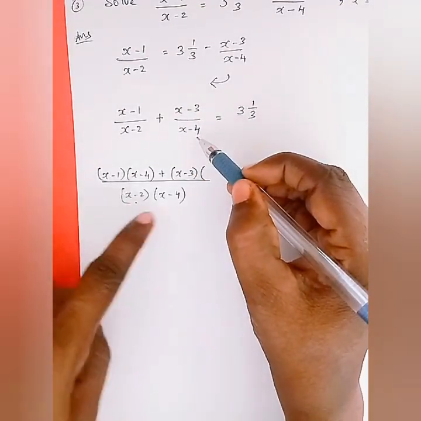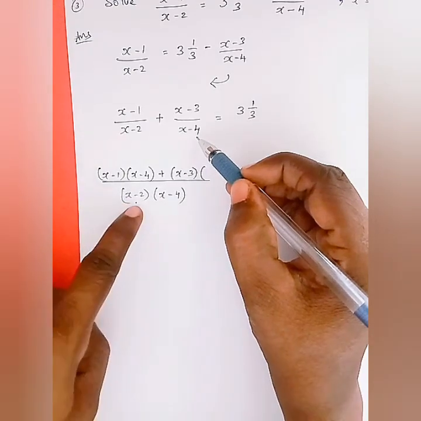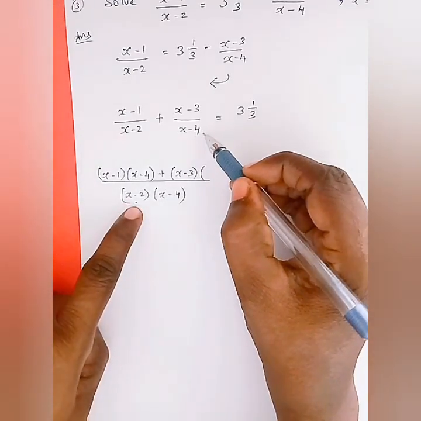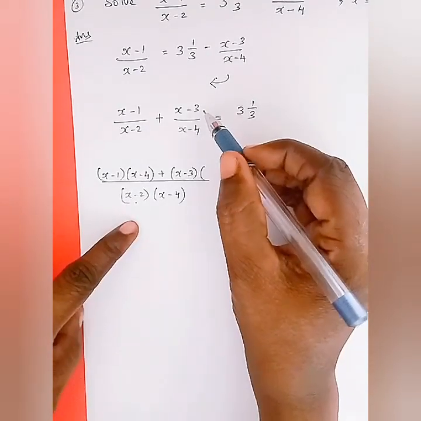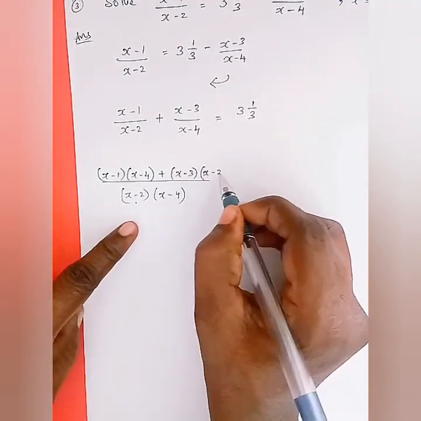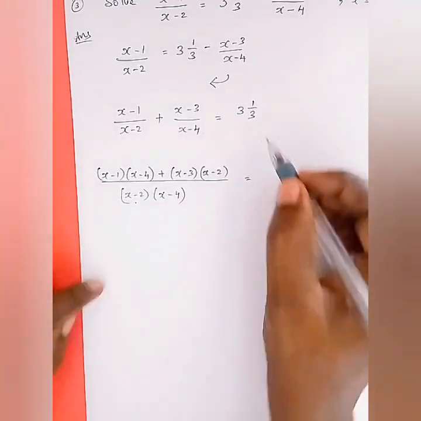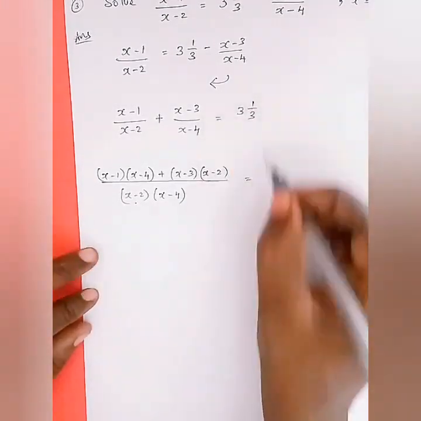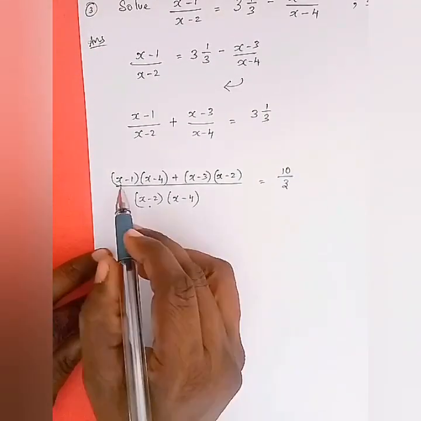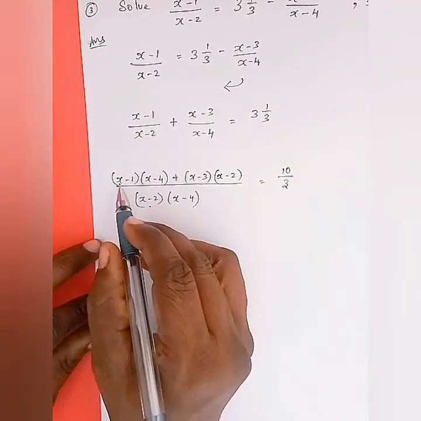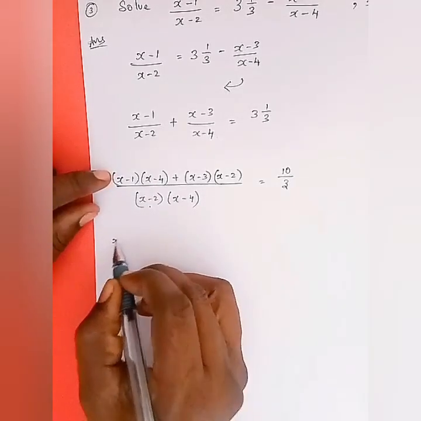here the denominator is x minus 4. The LCM is x minus 2 into x minus 4. So x minus 2, if I multiply in the denominator only, I will get the LCM value. So the numerator also I should multiply by x minus 2, is equal to, here 3 1 by 3 is nothing but 10 by 3. Now we can multiply it inside. X into x, this is x square.